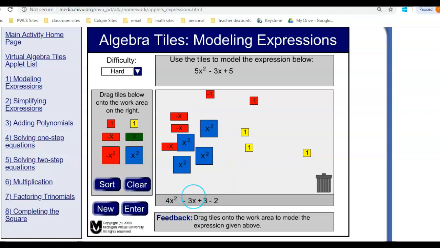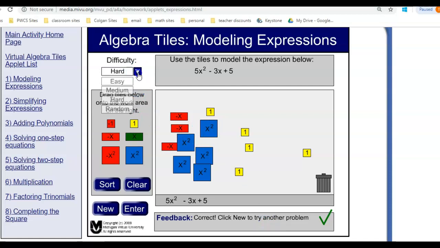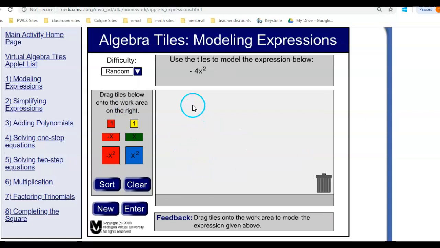So notice that this won't tell you that it's correct until you get it correct. If you have to keep adding things in or trashing things, you can do that until you get that correct. And it will eventually say correct. If you really want a challenge and you're on this site, go to random. That way this will go through all the easy, medium, and hard, and you can do that at your own pace. This will really help you in the second part of today's lesson.